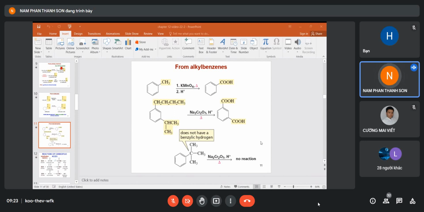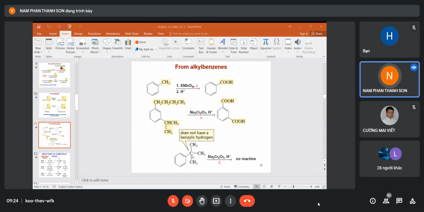There is only one carbon left in the form of COOH, connected directly to the benzene ring. This reaction occurs through a radical pathway. Radical mechanism. So we need to produce a radical. So if you want this reaction to occur, you need to have at least one hydrogen on the carbon right next to the ring.